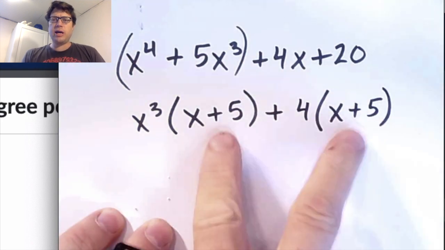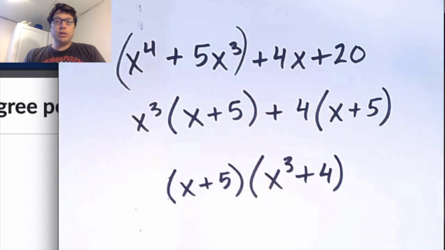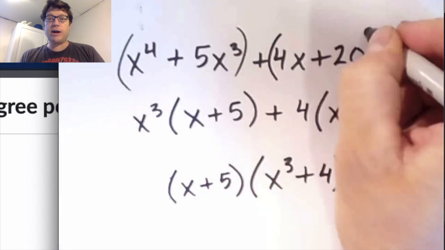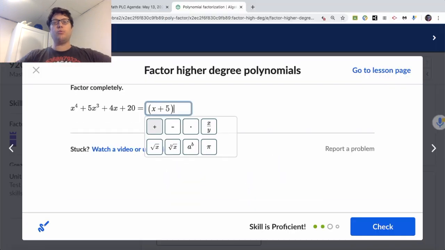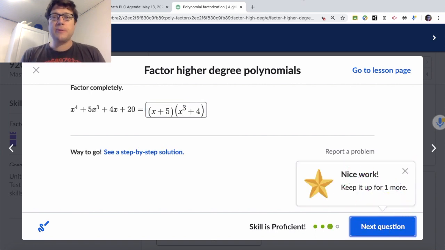So when I factor out x to the third from x to the fourth and 5x to the third, I really do get x plus 5 as a common factor of both of those groupings. And with what's left, x to the third plus 4, plug that in my answer.